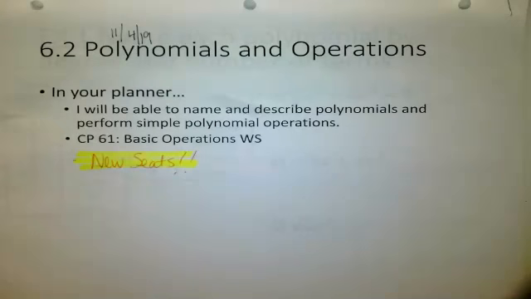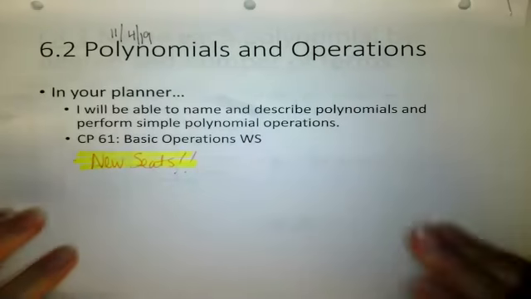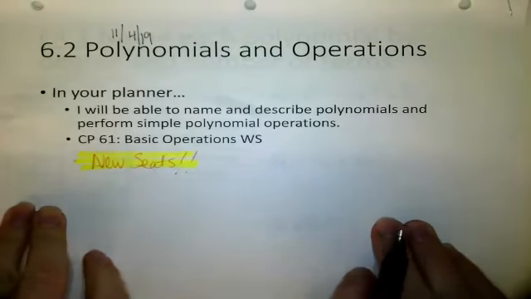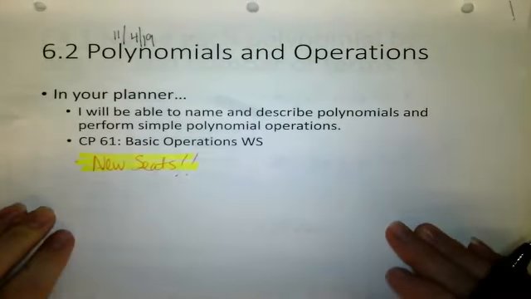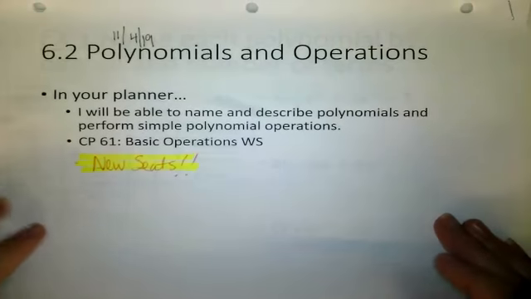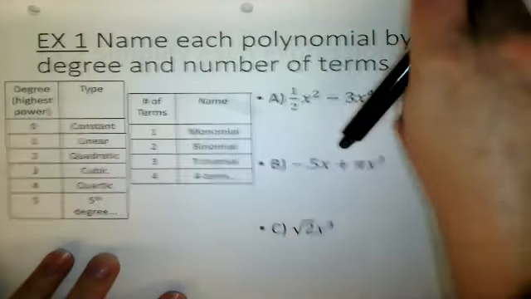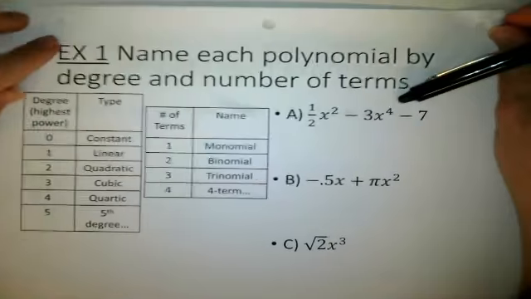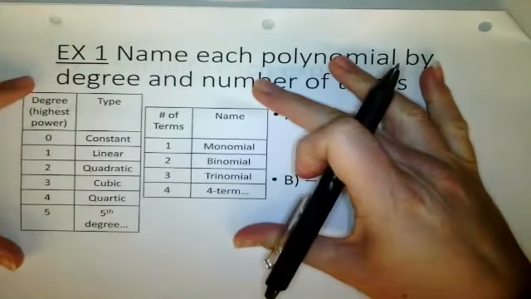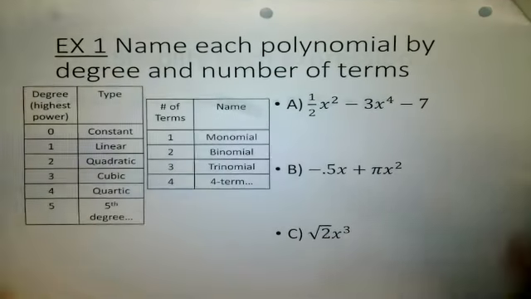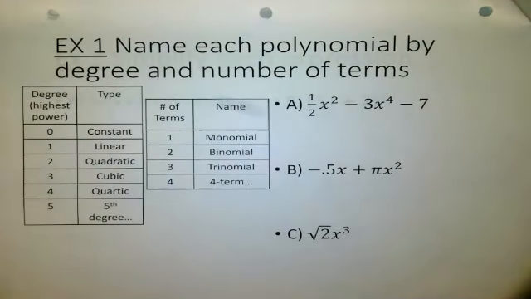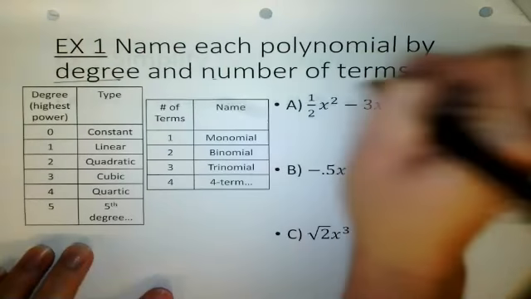So we're working with some naming today, some vocabulary, and then operations you already know how to do. We're just going to make sure you can do them again. You should have no trouble finishing today's worksheet. But in your notes, we want to definitely have these tables in there that are the terms. So example 1, we want to name each polynomial by the degree and the number of terms.